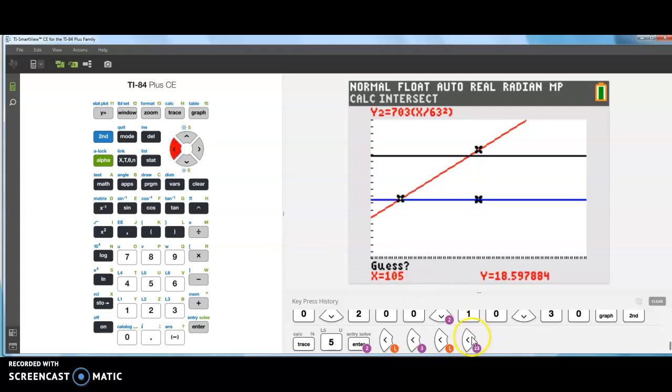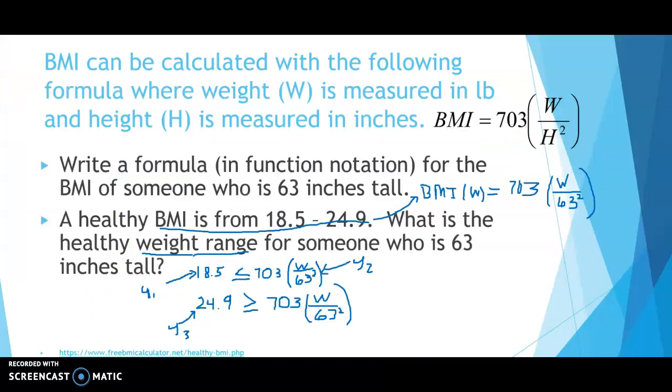And when they intersect, that X value, which is the weight, is going to give us that minimum healthy weight. So my guess is it's right around 102. I hit enter. And it's actually, if I round off, 104.5. So going back to my PowerPoint, this minimum weight is 104.5. That is the smallest weight. So that is less than or equal to the ideal weight, which will then be less than or equal to, we want to find that upper value as well.